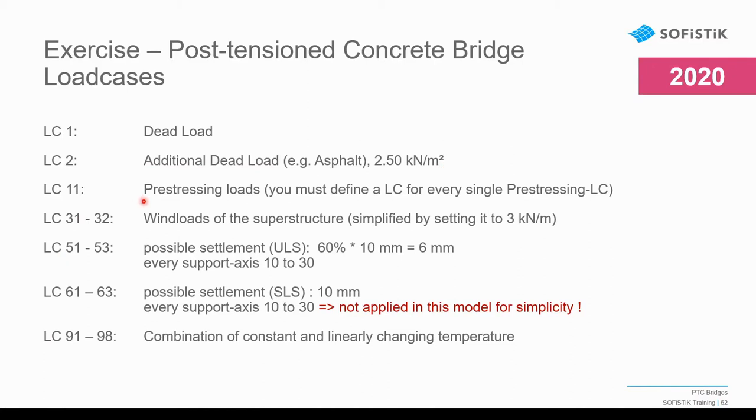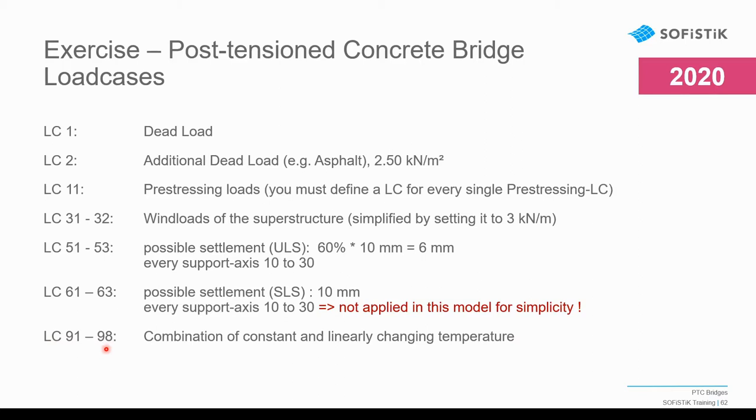The pre-stressing loads will be activated automatically when we are performing the construction stages with the help of module CSM, so we do not need to define them explicitly here. However, we need to define our wind loads on our superstructure, the possible settlements at the supports, and then we need to set up the temperature changes, the constant temperature change and the linear temperature change in the single load cases to be able to combine them together into load case 91 to 98.